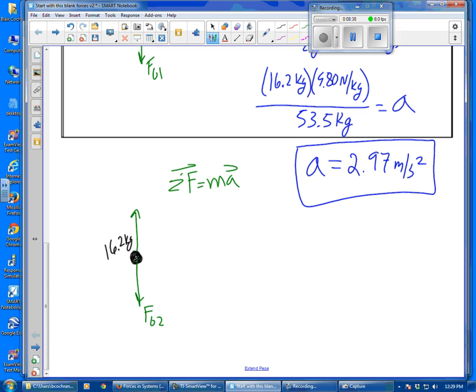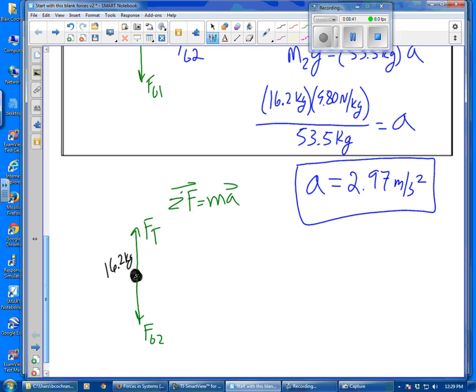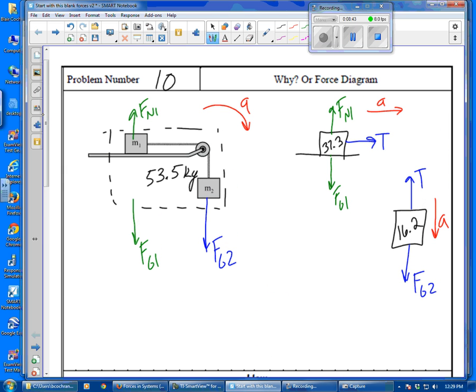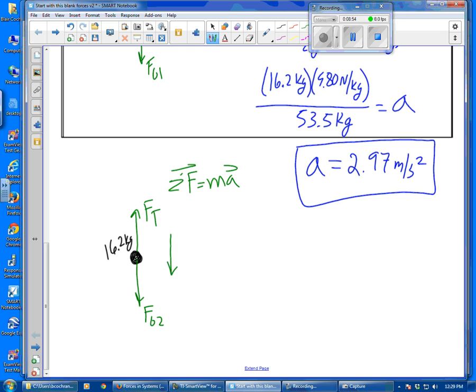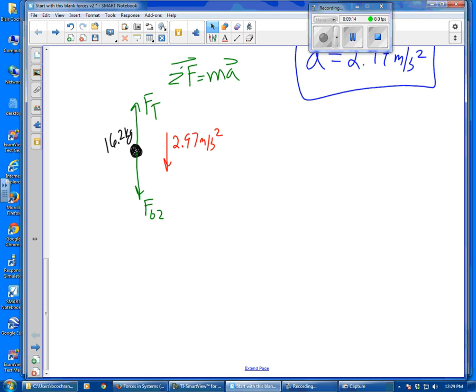FG2, FT. Oh, did I put T or FT? I should have put FT here, sorry. F sub T. And it's accelerating this way at 2.97 meters per second squared. So I filled in my equation picture, now filled in with math symbols.